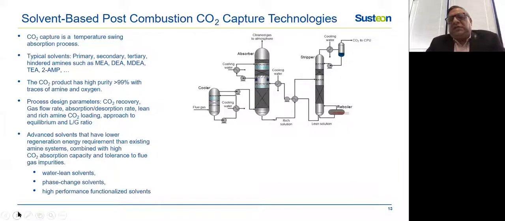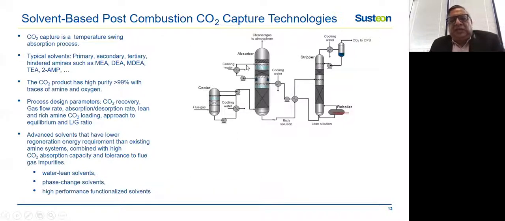So one of the major industrial workhorses for CO2 capture is the solvent-based post-combustion CO2 capture technology, where we use an amine. Most of the work is based on monoethanolamine, which has been around in the chemical industry for the last 50, 60 years, and the process is quite established. So basically you take the flue gas and go through a direct contact cooler where you cool the flue gas down. Then you have a tall column filled with packings where you contact the amine solution and flue gas. They move in contact with each other in the column.